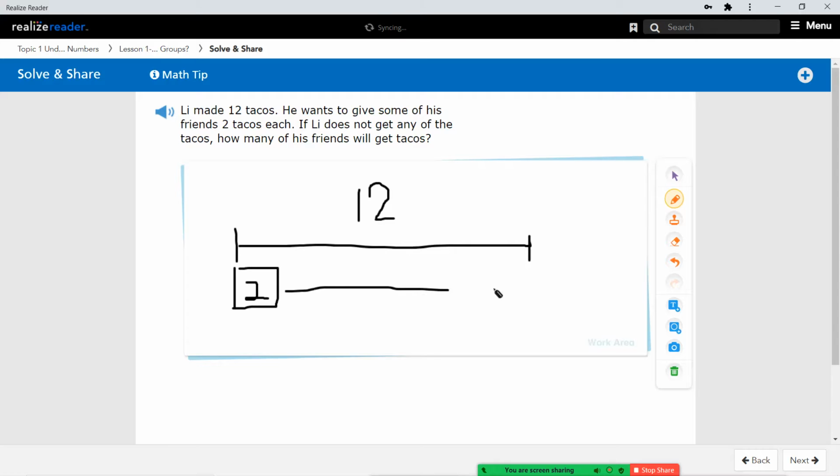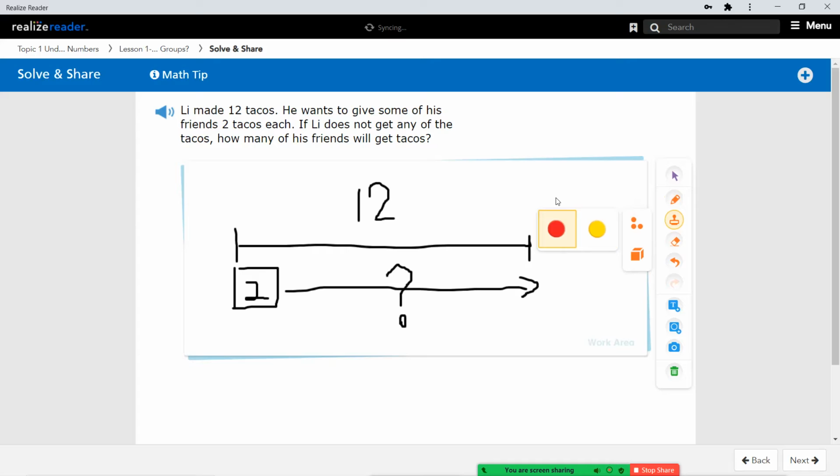But this is the part that's a question for me. How many groups am I making? How much am I dividing it into? So if I know that my total is 12 and I know that each person is going to get 2, what I can do now is I can count up or I can skip count by 2s until I get to 12.